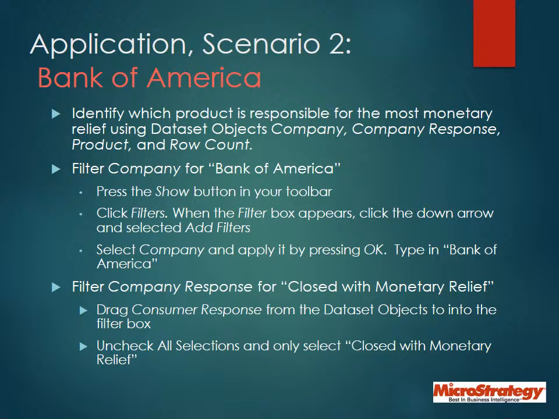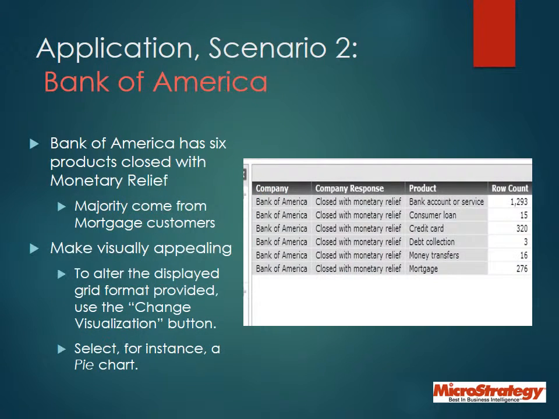For scenario 2, we want to see which of Bank of America's products is responsible for the highest amount of monetary relief. For this, we will be using the dataset objects company, company response, product, and row count. Just like in the first scenario, we are going to filter out the unnecessary data. This includes all companies except Bank of America and all company responses except for closed with monetary relief. As you can see on the grid at the right of your screen, Bank of America has 6 products that have complaints that were closed with monetary relief.